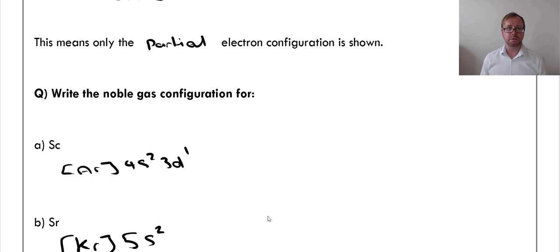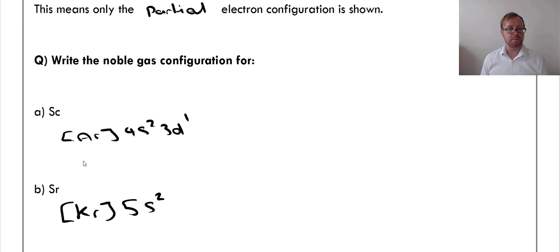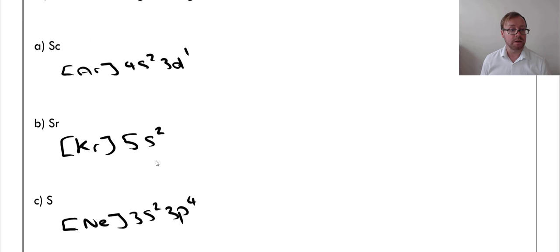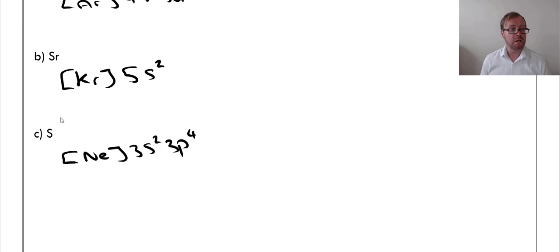Okay, sure you did alright at this. Scandium would be argon, the noble gas which is directly behind it, so then 4s2 3d1. Strontium we would use krypton, so 5s2, and sulfur we would use neon and 3s2 3p4.